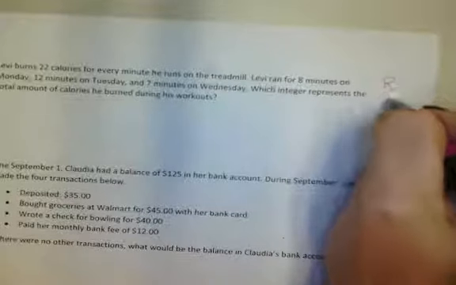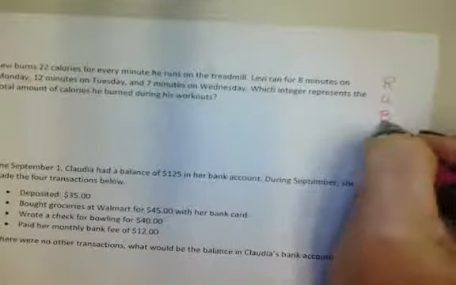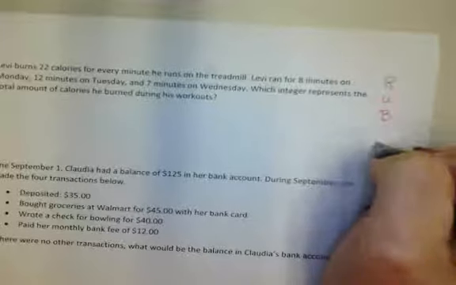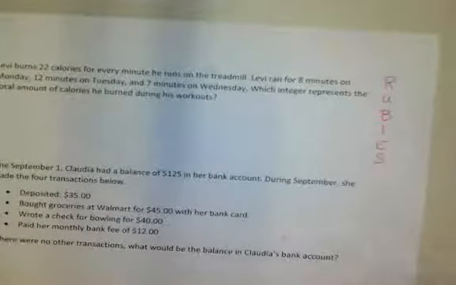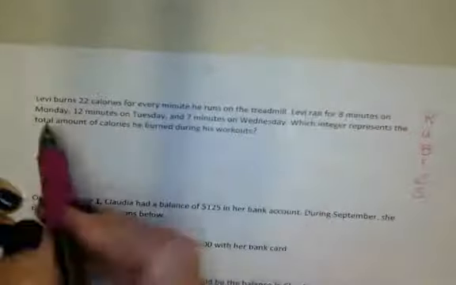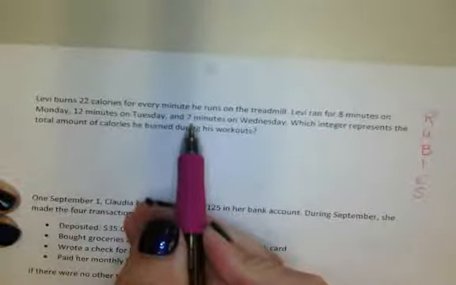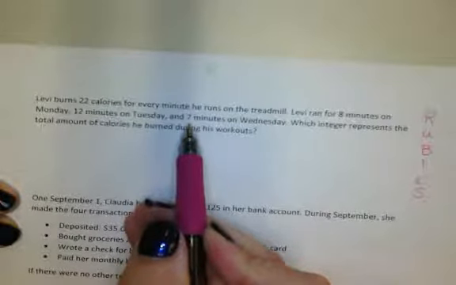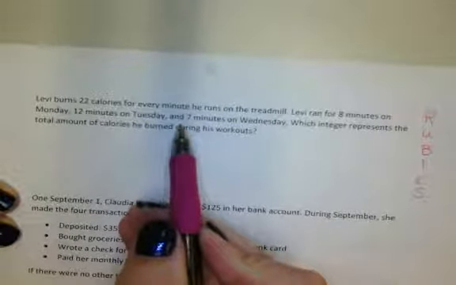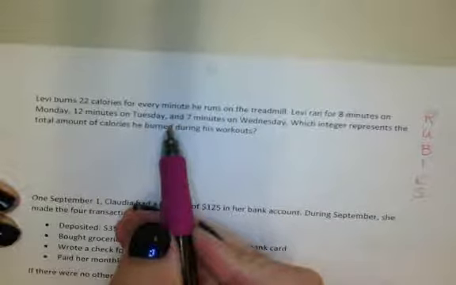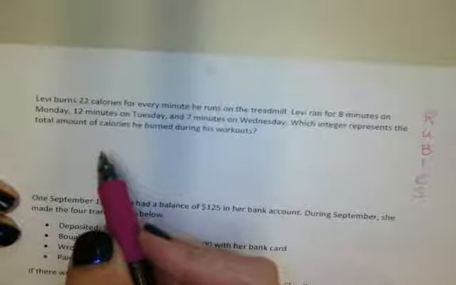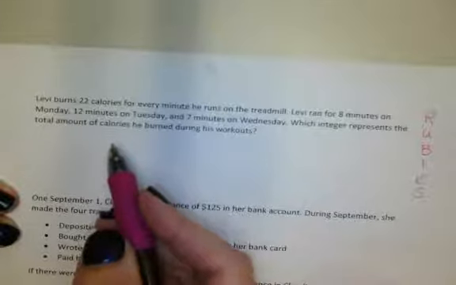So let's begin. The first question, and we're going to use RUBIES just in case y'all forget, because RUBIES is the way to go. We start with R, read the problem. Levi burns 22 calories for every minute he runs on the treadmill. Levi ran for 8 minutes on Monday, 12 minutes on Tuesday, and 7 minutes on Wednesday. Which integer represents the total amount of calories he burned during his workout?